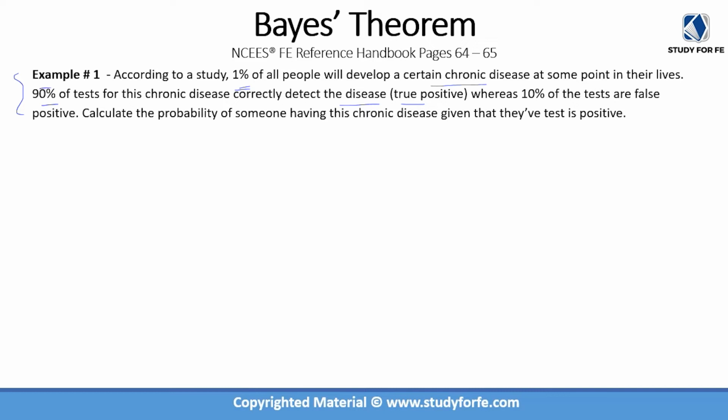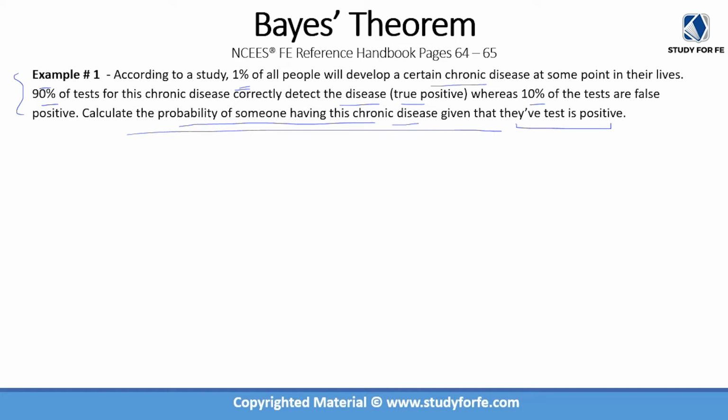in 90% of the cases. Whereas 10% of the tests will result in a false positive. So 1 out of 10 tests will tell you that you have a disease when you actually don't have a disease. So what is the probability of someone having this chronic disease given that their test is positive? This final statement, you have to read it very carefully.